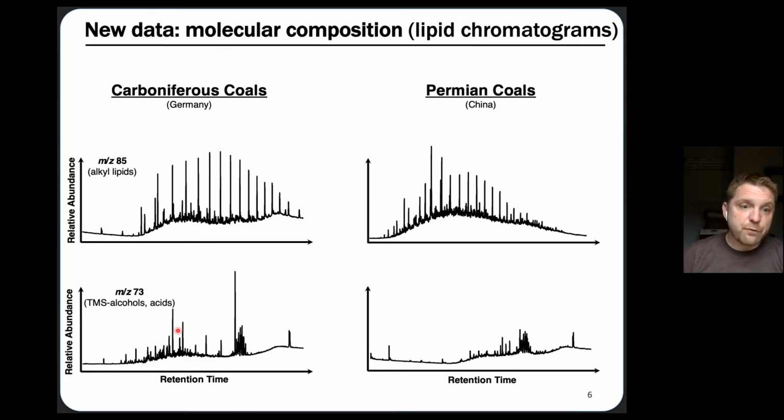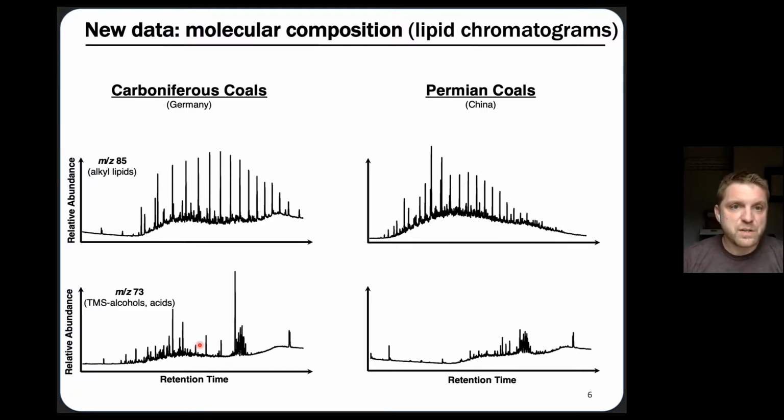We've done the same thing then for the extractable components that are oxygen functional group bearing, that is alcohols, acids, ketones, etc. And we've derivatized those with a trimethylsilyl or TMS group to make them more easily detectable with the GCMS system. And then we're showing you those compounds using the MZ73 trace. So each one of the peaks you see here is an oxygen-containing functional group compound.